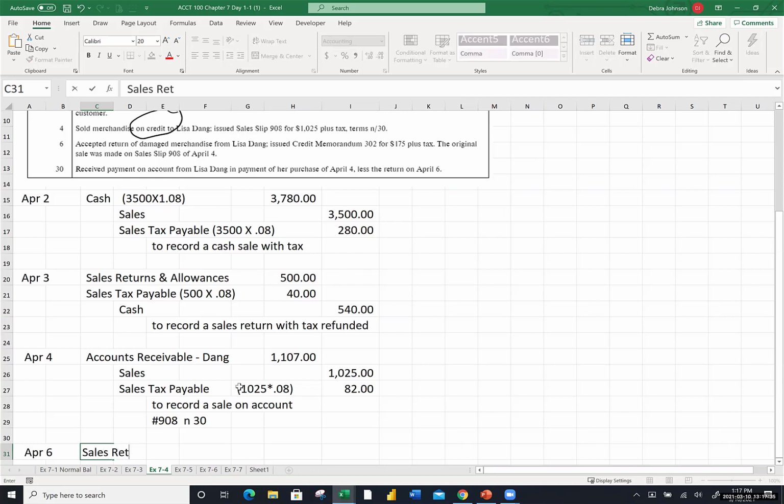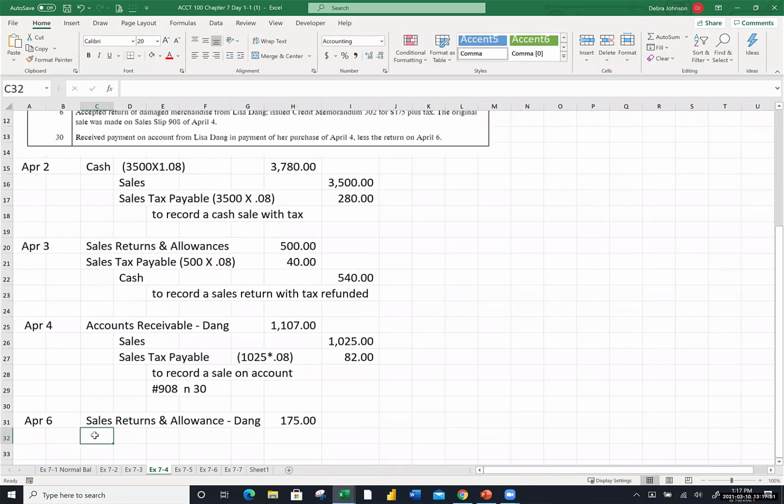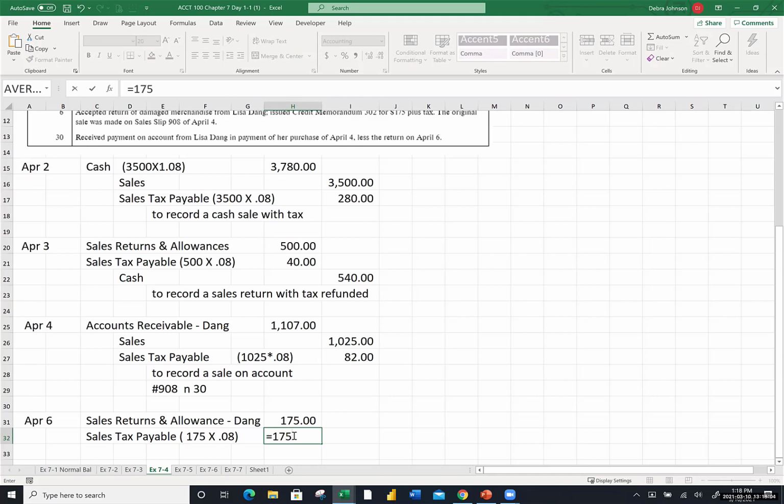Well, this is how a return looks. We're still going to use that contra account, sales, returns, and allowances. Put her name in because we're going to be keeping track of that shortly. And that would be for the amount returned. That's where that 175 came from last time. We have to give her her sales tax back because she returned it. So 175 times 8%. We'll go ahead and calculate that.